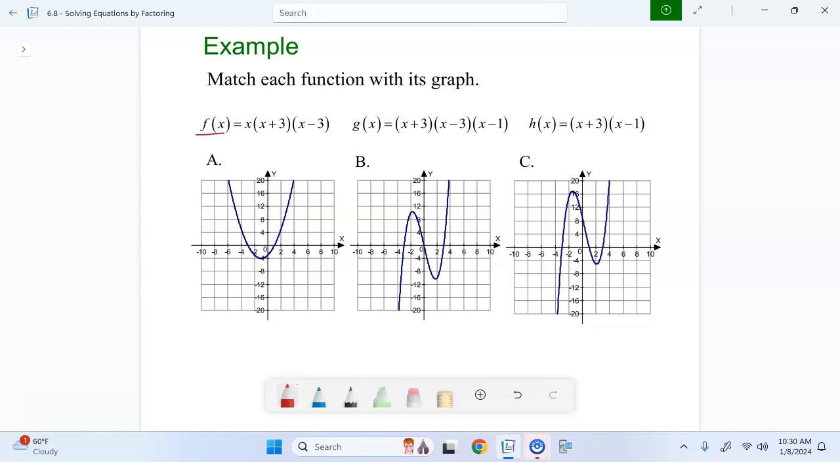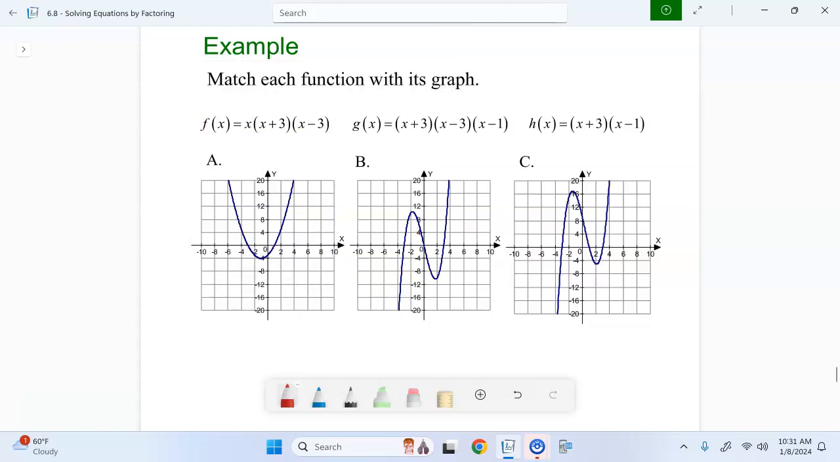So given f of x, we want to match each function with its graph. We see that we have 1, 2, 3 factors, which means we have 3 solutions. And by what we just talked about, that means we also have 3 x-intercepts. Since we have 3 x-intercepts, we can narrow this down. A is not going to be an option because it has 2 x-intercepts. So our answer has to be B or C, and we just need to compare and see which one has the correct x-intercepts.